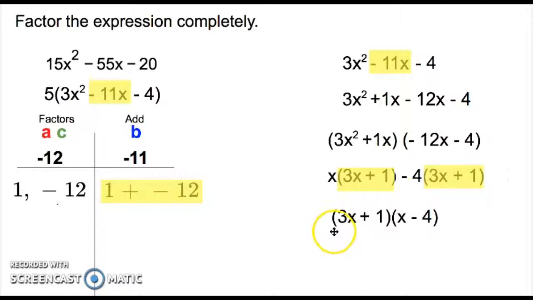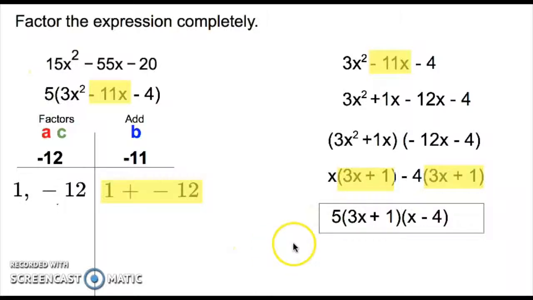So my answer is going to be 3x plus 1 times x minus 4 with that GCF of 5 in the front. So don't forget that GCF. Make sure you put it back at the end. Okay, so now this is going to be my answer.